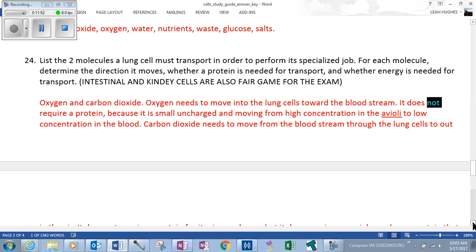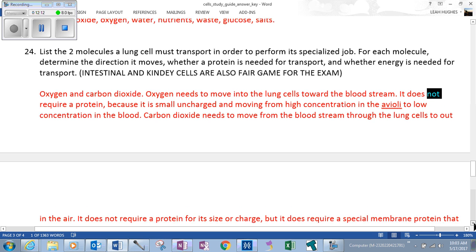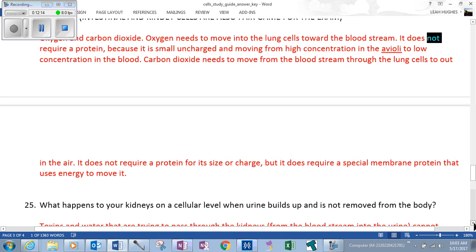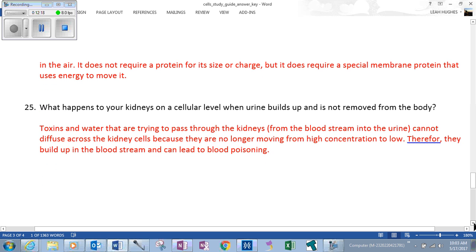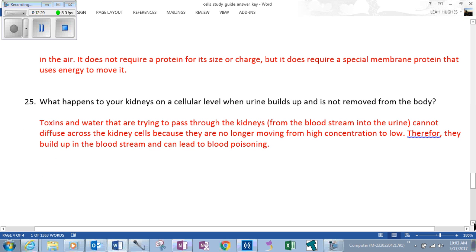Oxygen needs to move into the lung cells toward the bloodstream and does not require a protein because it is small, uncharged, and moving from high concentration in the alveoli to low concentration in the blood. Carbon dioxide needs to move from the bloodstream through the lung cells to out in the air. It does not require a protein for its size or charge, but it does require a special membrane protein that uses energy to move it.